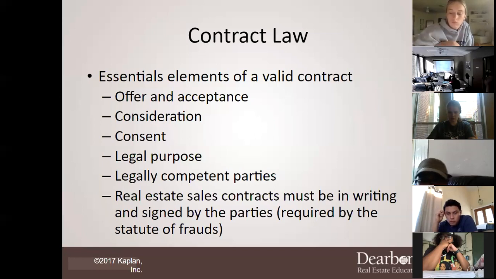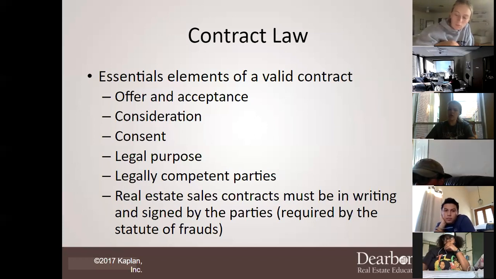Another essential element of a valid contract is, yes, problem child. Do I have to have earnest money in a contract? No, not necessarily. You don't, but it's a good idea to put it in there. It has to be agreed upon by both the buyer and the seller. It trumps everything. Written.